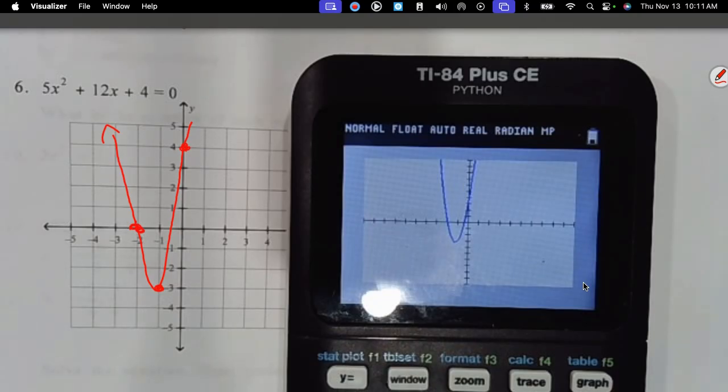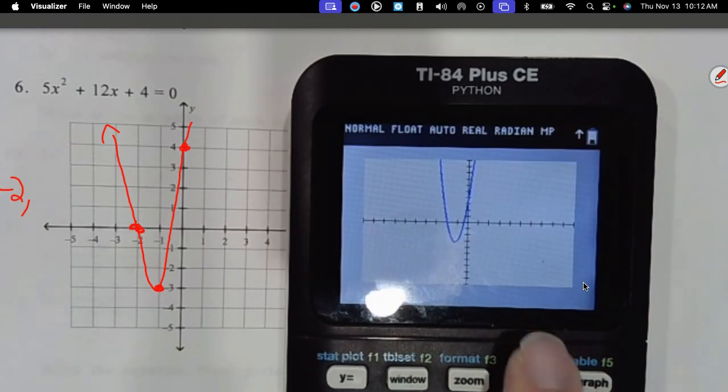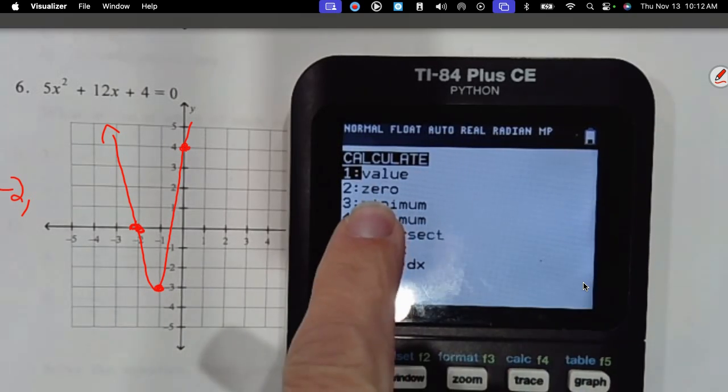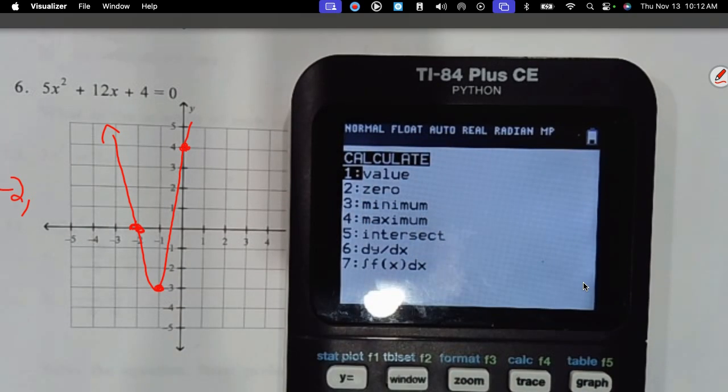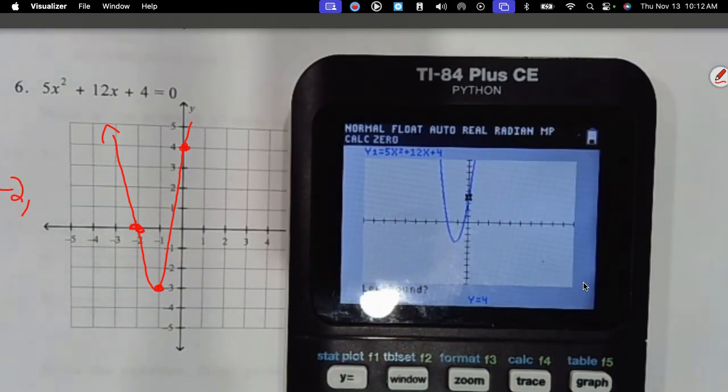What is it? Negative 2, I can tell. How do you find this one? Don't just guess it, don't estimate. You do second trace, and we're trying to find the zeros. So you'll press number 2, zero, because it's at 0. Because y is 0.